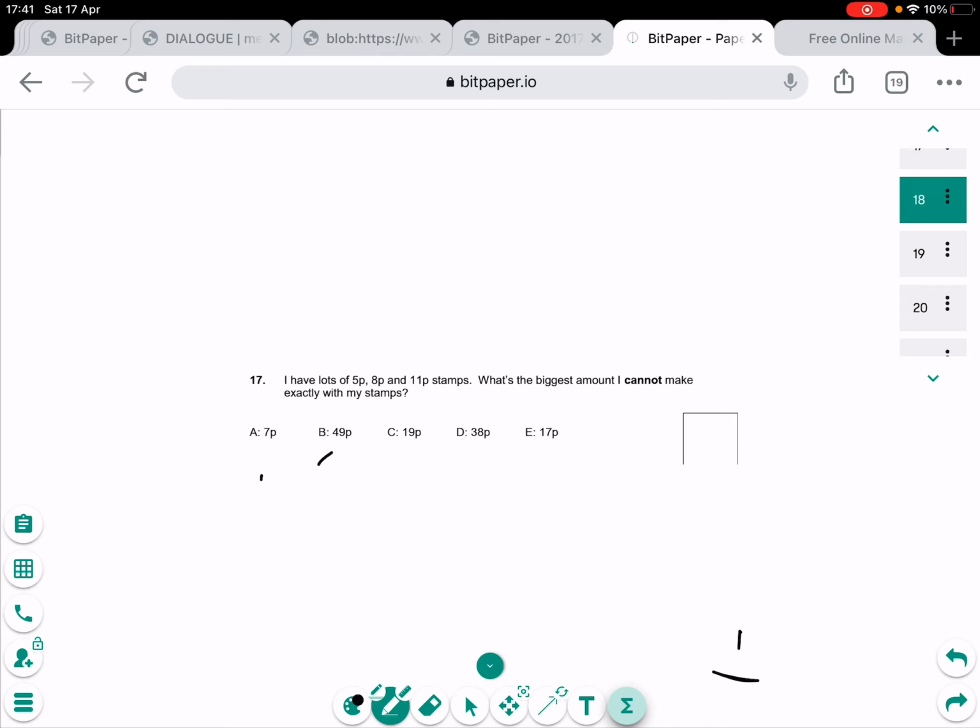And also, 19p is 11 and 8. 38p is 33 and 5. 17p is 11, 5 and 8, and 7. No, that is the highest. So our answer is E for this question.